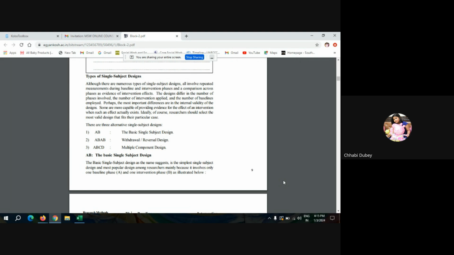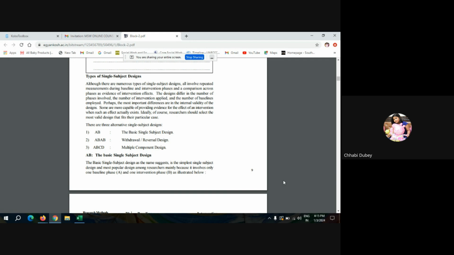One is what is known as the AB design, which is the basic single subject design. So, what we have discussed above, this is the basic single subject design. Second is ABAB, also known as a withdrawal or the reversal design. And finally, the ABCD, which is the multiple component design.